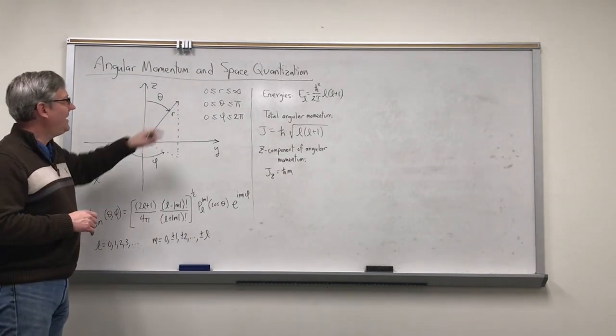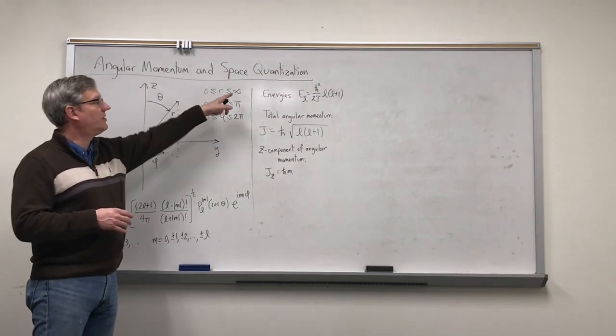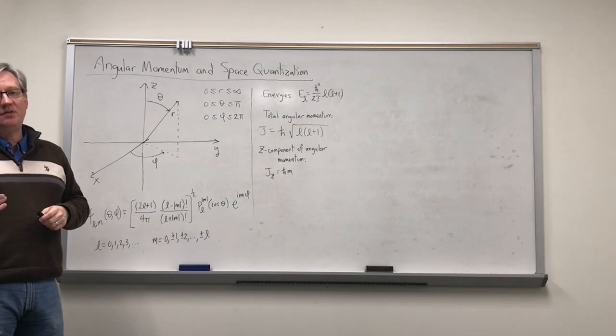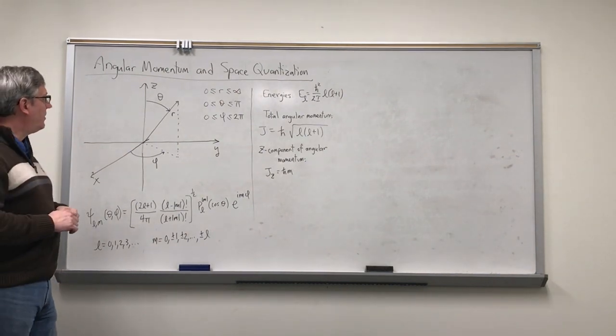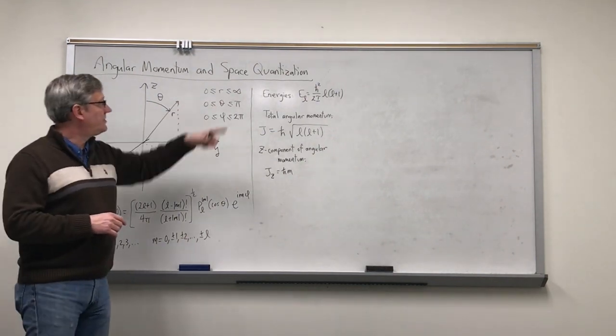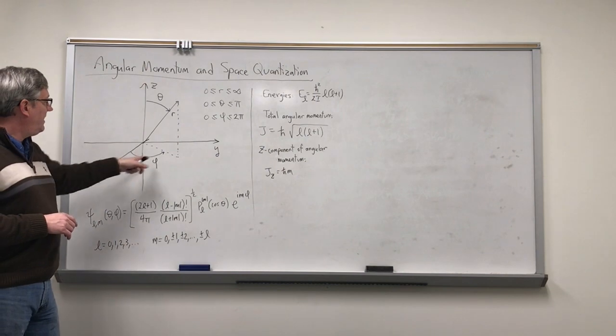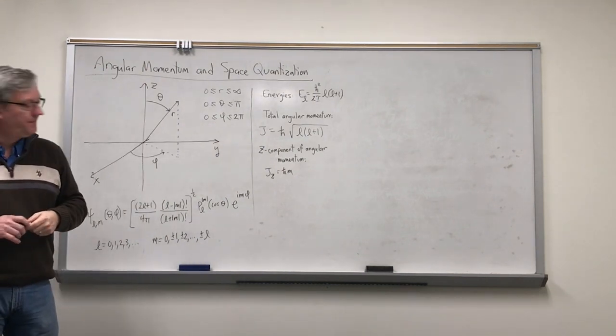We have the radius r, which in general is allowed to range between 0 and infinity, but for the purposes of the rigid rotor problem, we take it to be a constant at some finite value. We also have the colatitude angle theta, which ranges from 0 to pi, and the azimuthal angle phi, which has a domain of 0 to 2 pi.